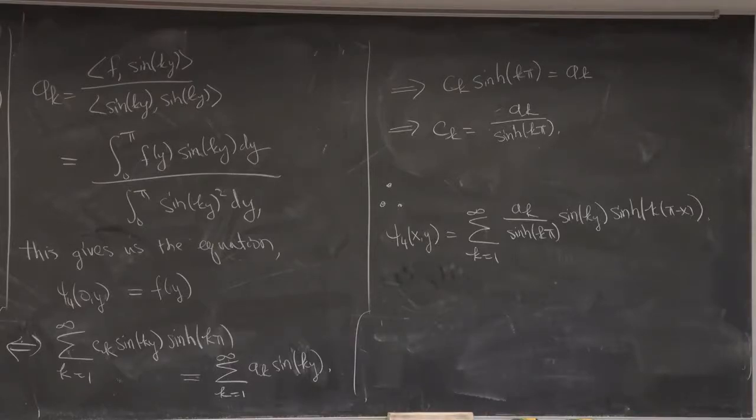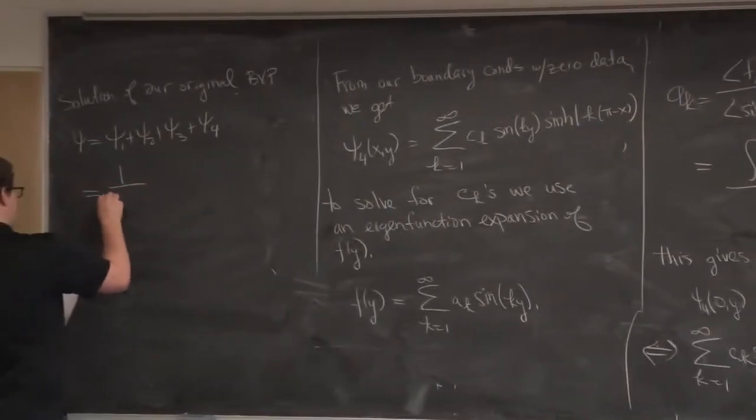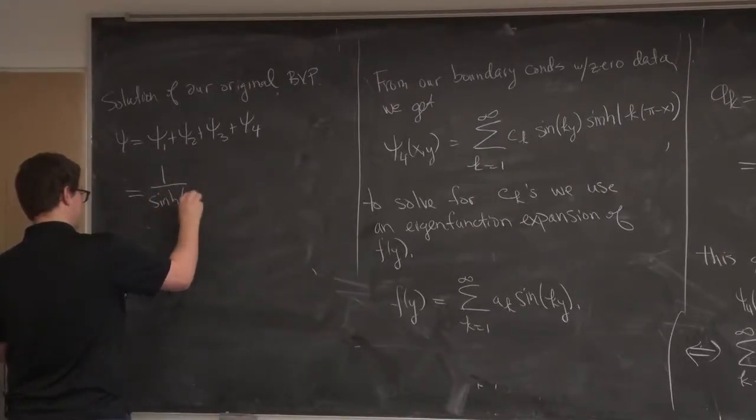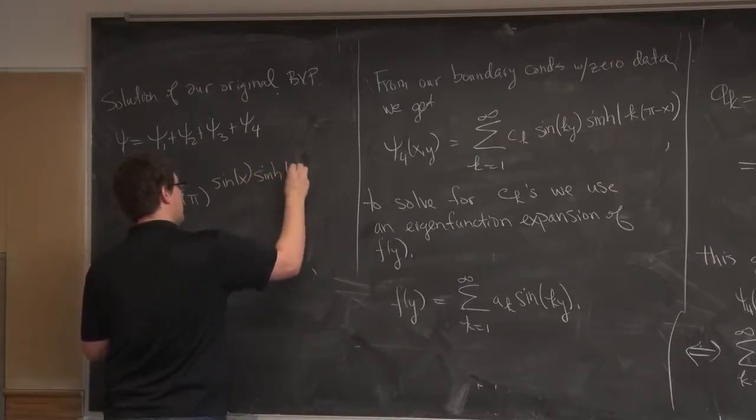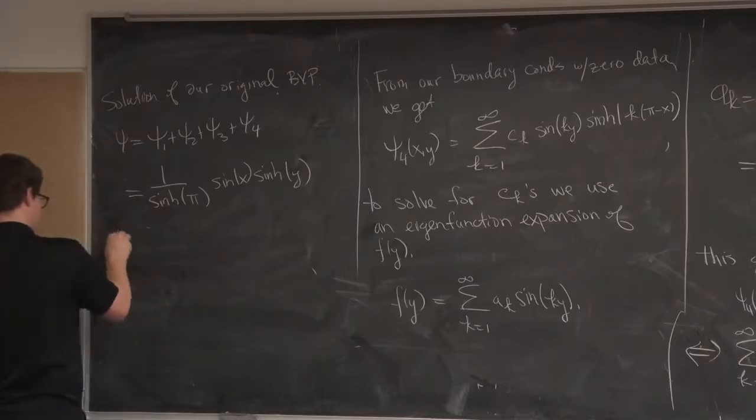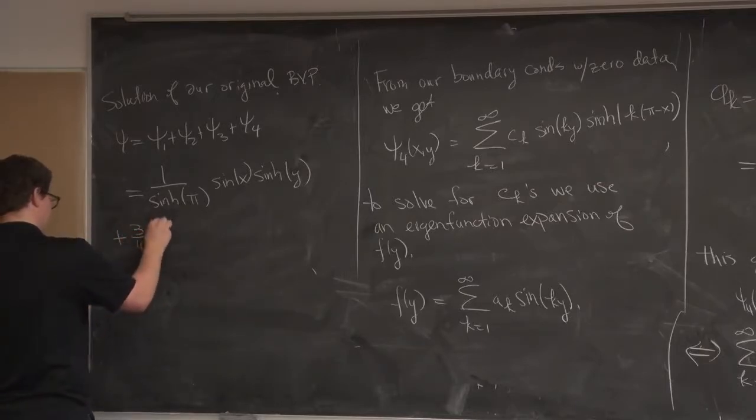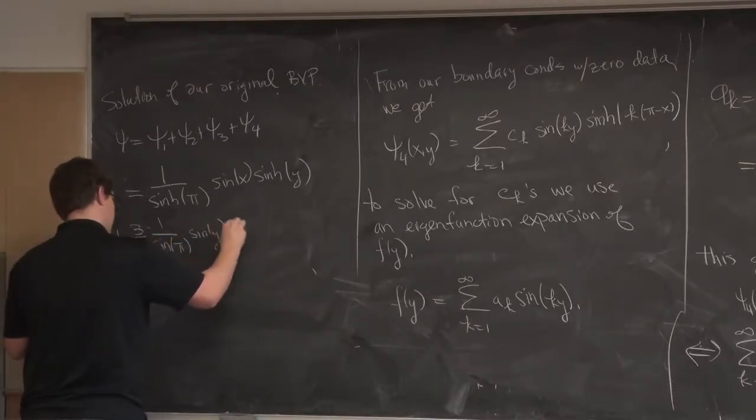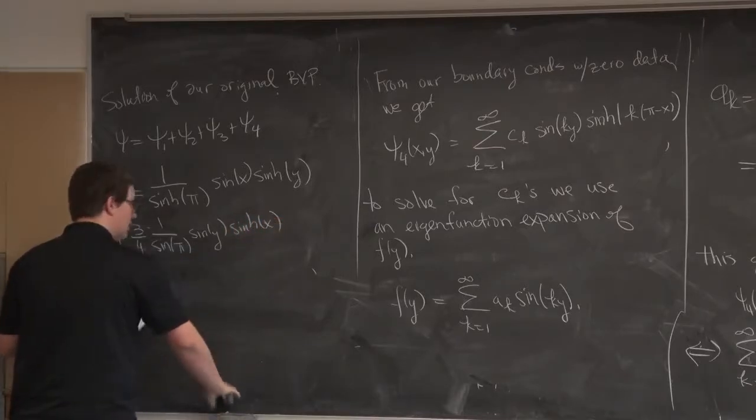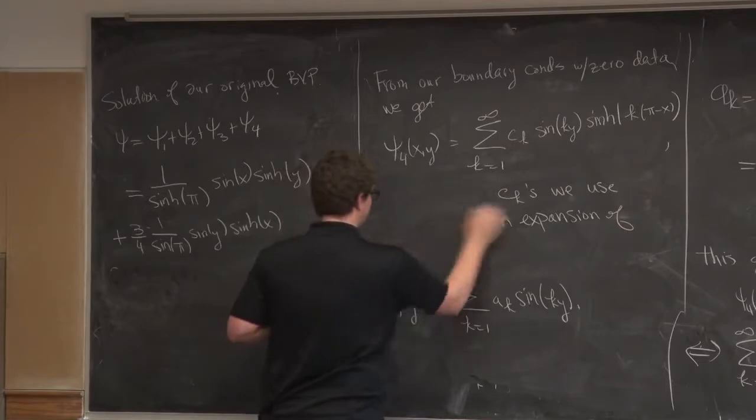Okay, so psi. And so the solution of the first problem was, I hope you guys can see that this is truly a nightmare, right? Why? This is our first problem. Then we had 3/4 hyperbolic sine like this. Let me just invade this space here.